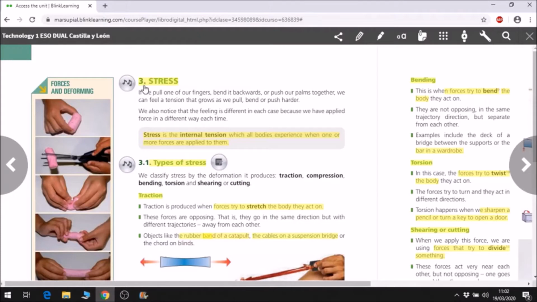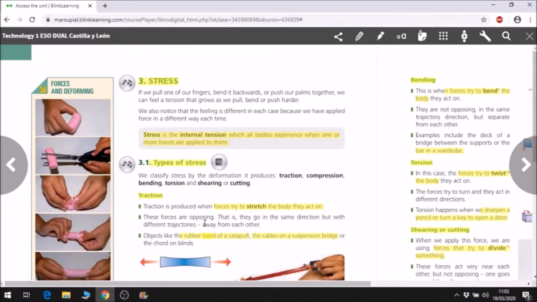So today we are going to study the concept of stress. Please take your books and underline with me. First of all, what is a stress? We are going to read the definition. Stress is the internal tension which all bodies experience when one or more forces are applied to them.